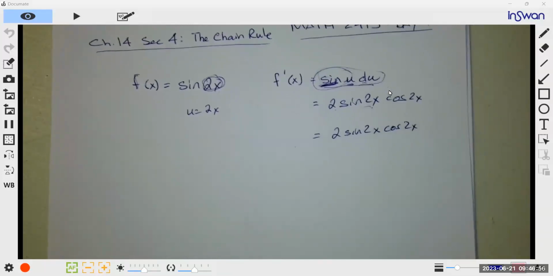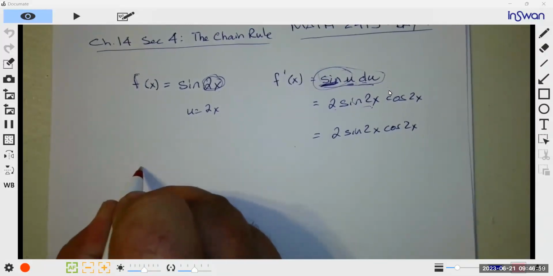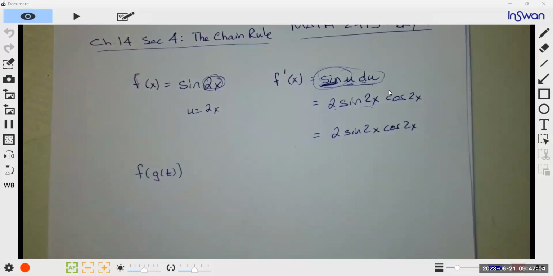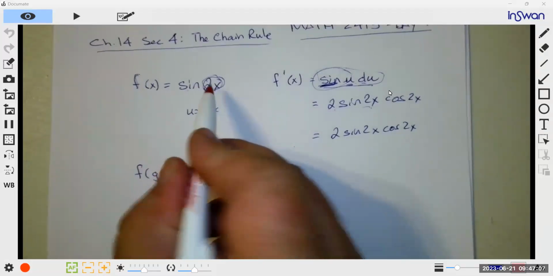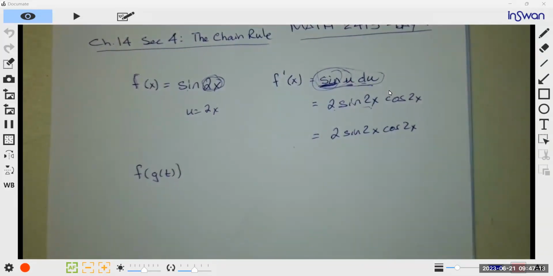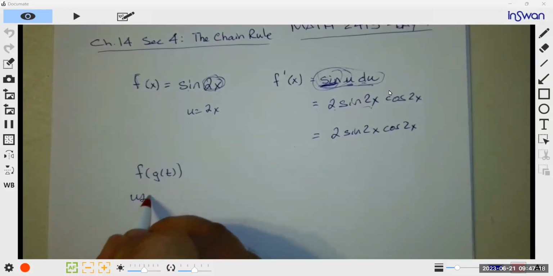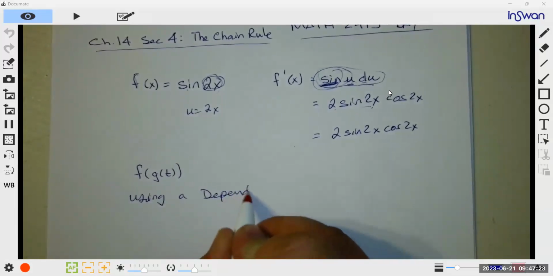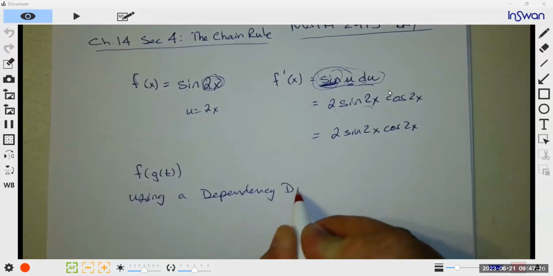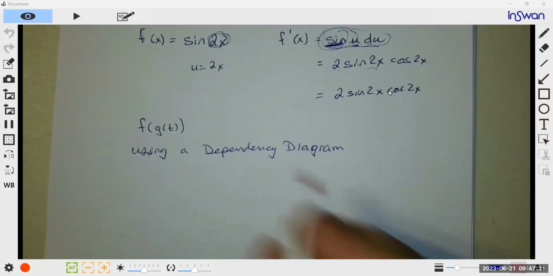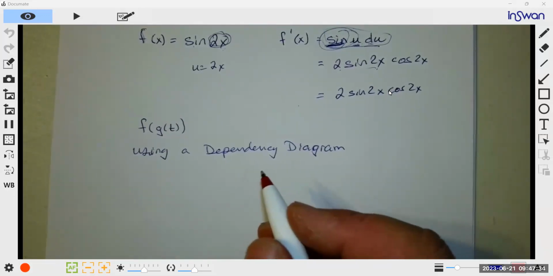Okay, so again, what we said is the chain rule deals with a function within a function, because that's what we have. We have sine 2x, that's sine of u, so we have this outside and the inside. And that's exactly what we're going to be looking at. We'll be using something called a dependency diagram to show you what's going through this thing.